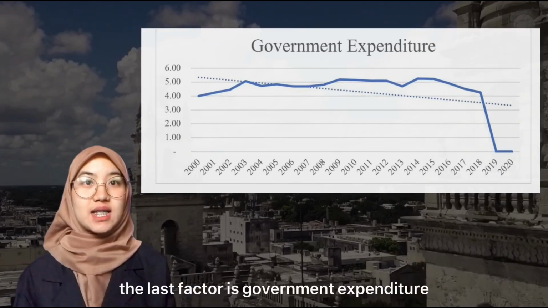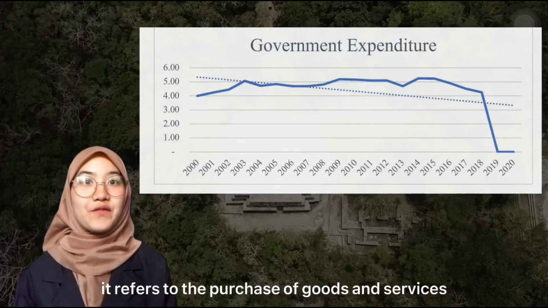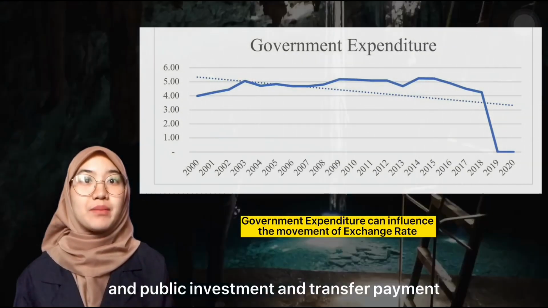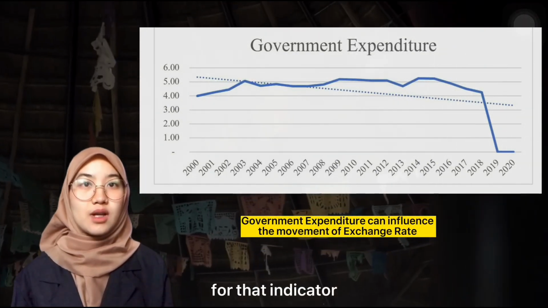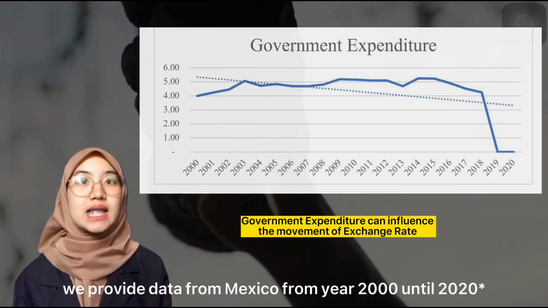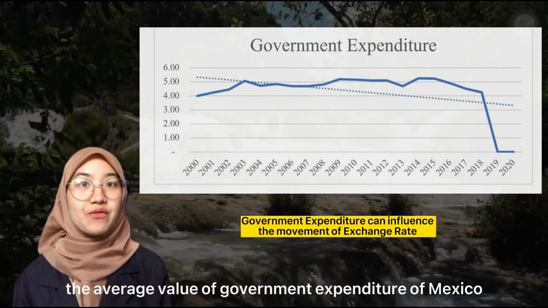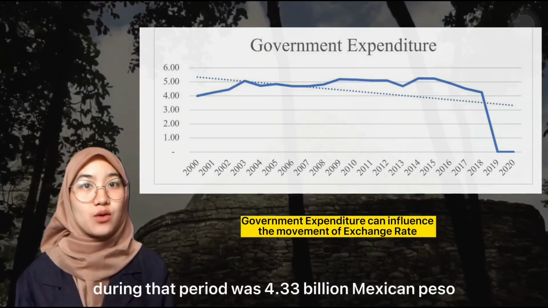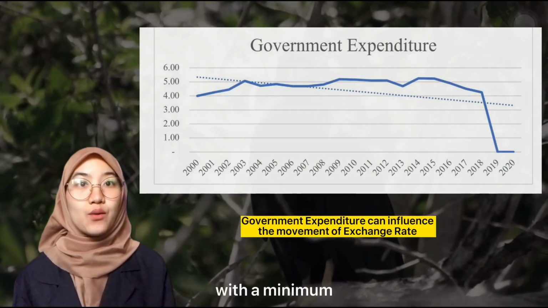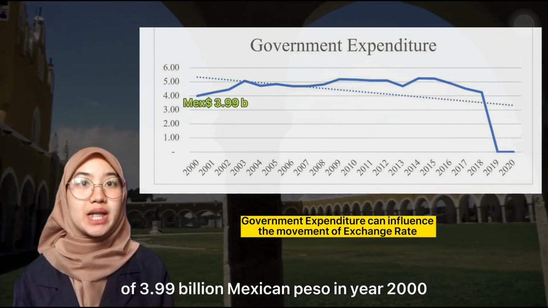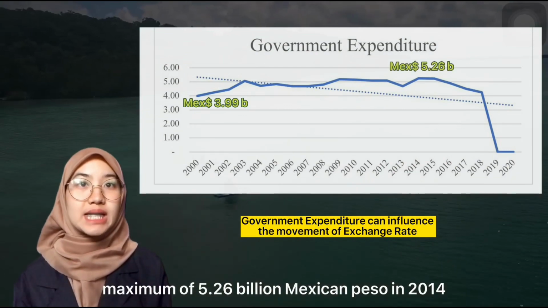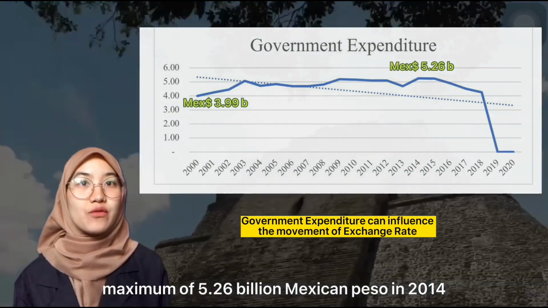The last factor is government expenditure. It refers to the purchase of goods and services, which include public consumption, public investment, and transfer payments. For that indicator, we provide data for Mexico from 2000 until 2022. The average value of government expenditure of Mexico during that period was 4.33 billion Mexican pesos, with a minimum of 3.99 billion Mexican pesos in 2000 and a maximum of 5.26 billion Mexican pesos in 2014.